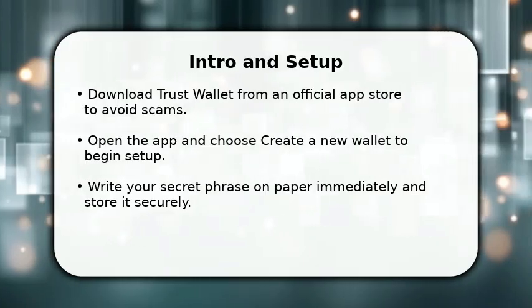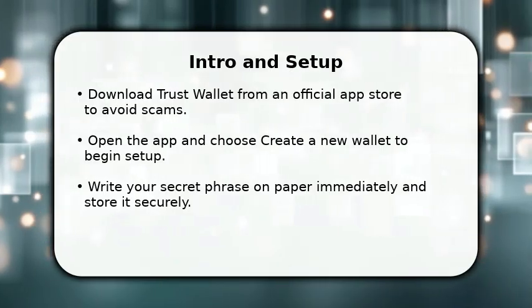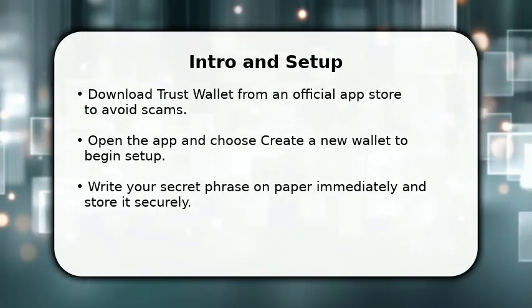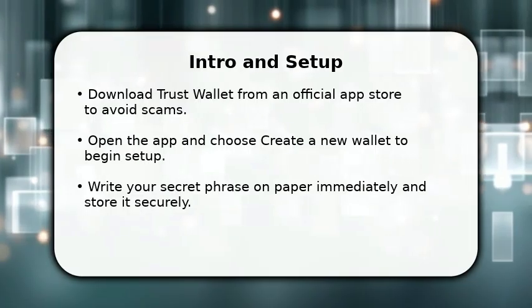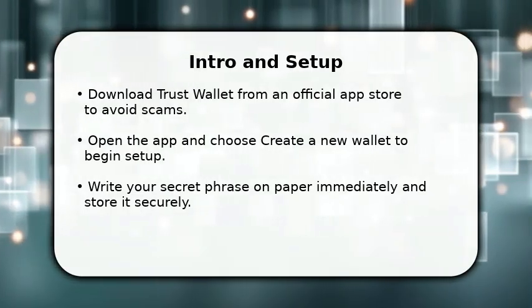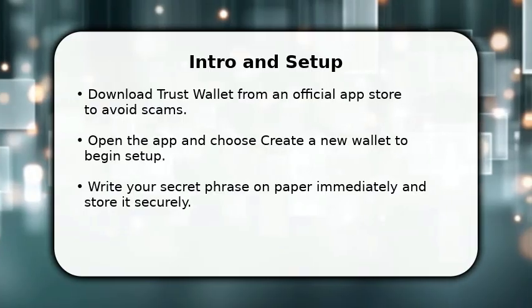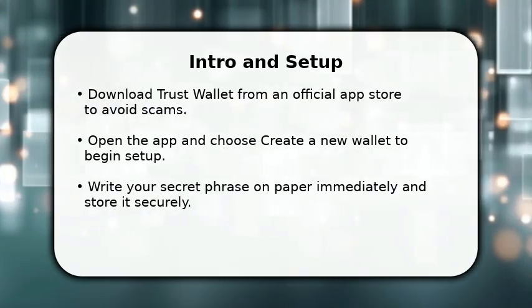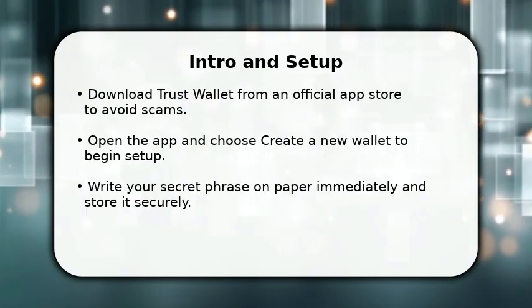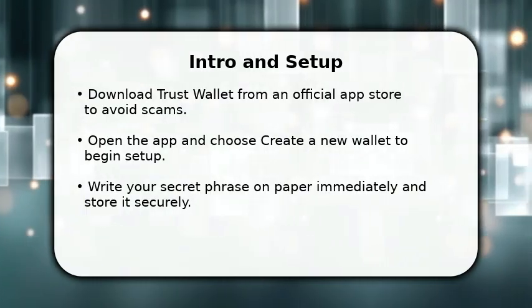In this video, I will show how to create a Trust Wallet secret phrase step by step. Begin by downloading Trust Wallet from an official app store, then open it and choose Create a New Wallet. When the 12-word secret phrase appears, write each word legibly on paper and double-check the spelling and order.